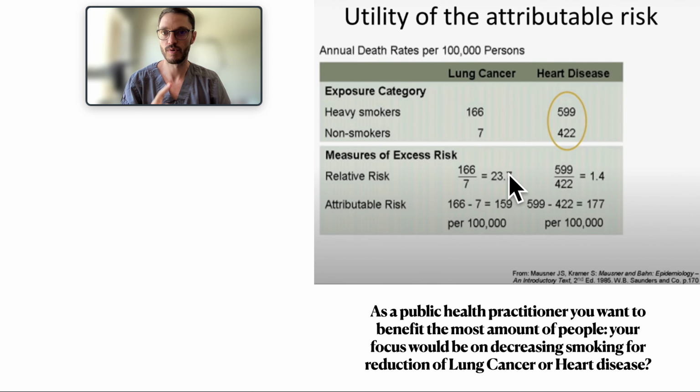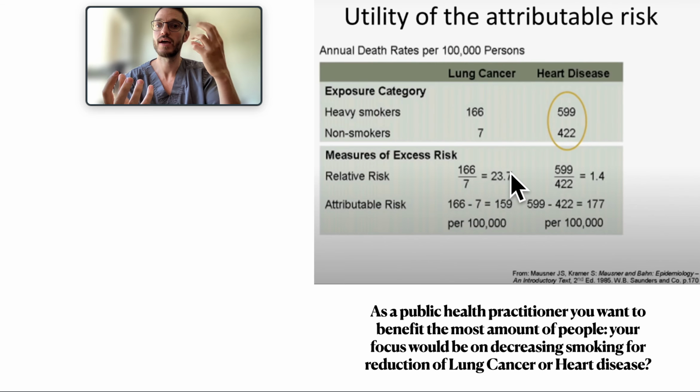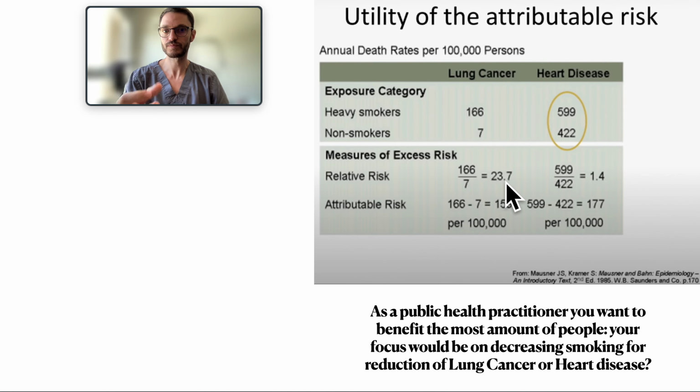But wait, remember that relative risk is just telling you the risk of generating the disease, but it isn't actually telling you how much of that outcome is attributed to the exposure. What tells you that? It's actually attributable risk. So now let's calculate the attributable risk for those two illnesses. You'll see that for lung cancer it's 159, while for heart disease it's 177.